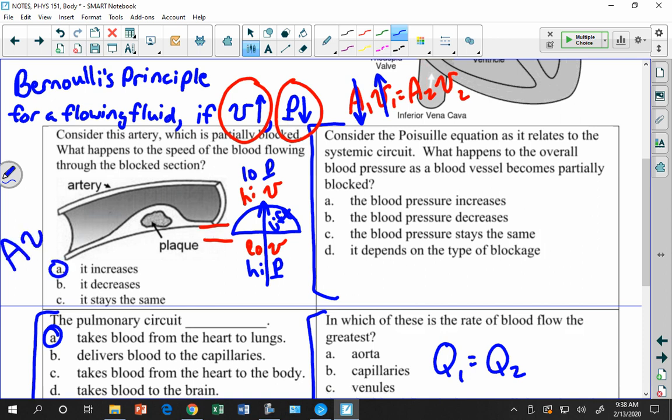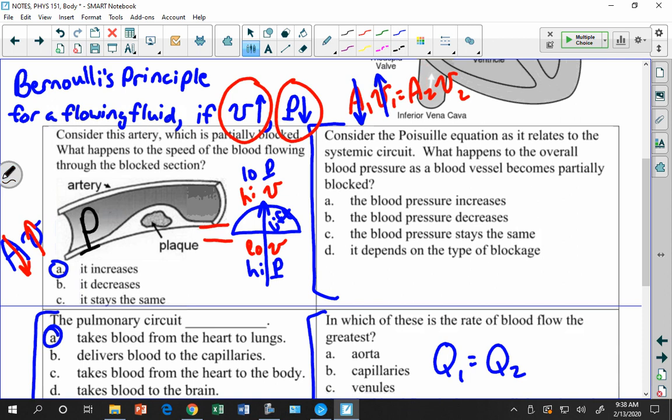The product AV is constant. If area goes down, which is what's happening, the area is decreasing, that means that the speed has to increase. It's like putting your finger over the hose. That's what happens in your artery when you get this plaque buildup, is that the blood begins to speed up going through that section.